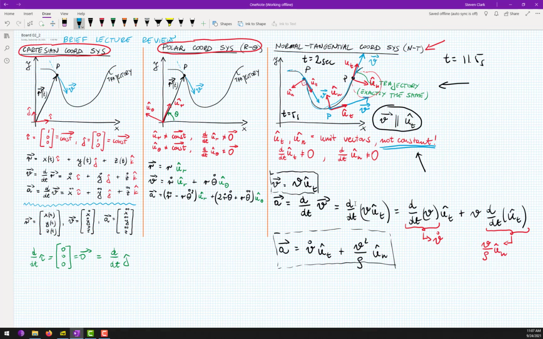You can clearly see, guys, I hope that you can clearly see that our ut and un change directions. Yes, that's why they are not constant. Yes, and that's why this time derivative is not 0. Any questions to what just happened on the board?